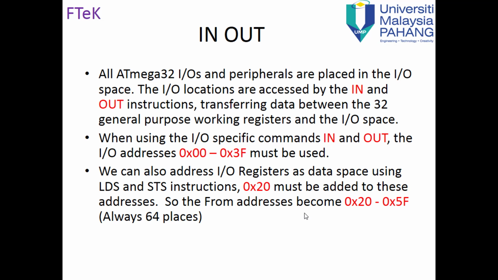To access the input-output ports, the Atmega 32 uses special instructions which are IN and OUT. The I/O locations are accessed by the IN and OUT instructions, transferring data between the 32 general purpose registers and the I/O space. As we said, the CPU cannot access the memory directly. It only accesses the general purpose registers. So to use data, we use the general purpose registers as a medium between the processor and the ports. If we use the specific commands IN and OUT, we can use the addresses between 0 and 3F.